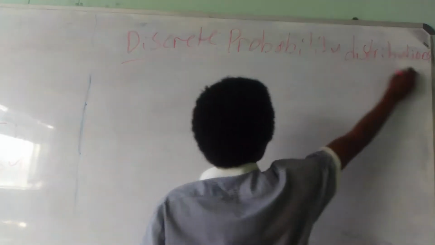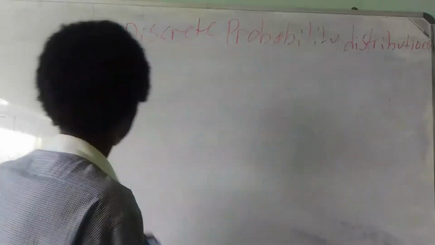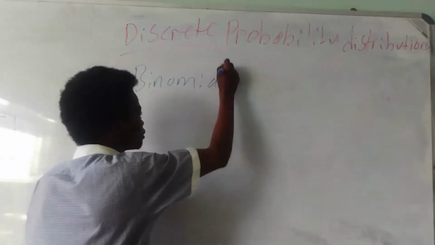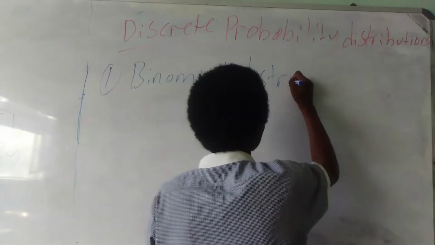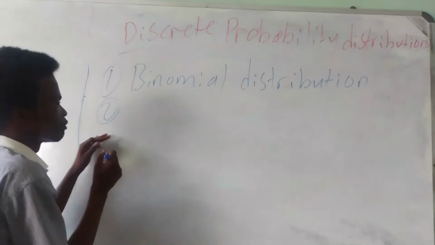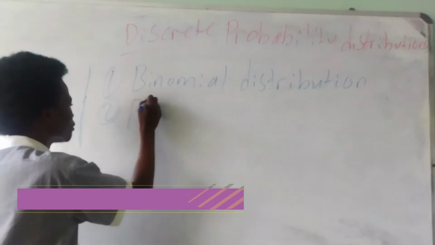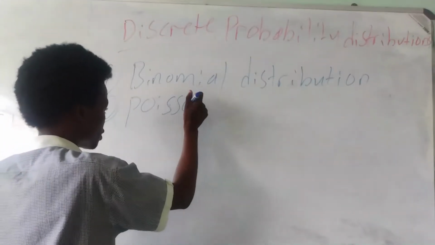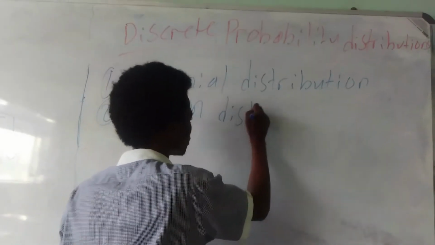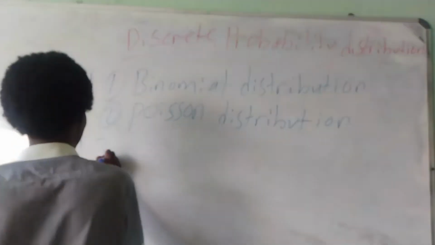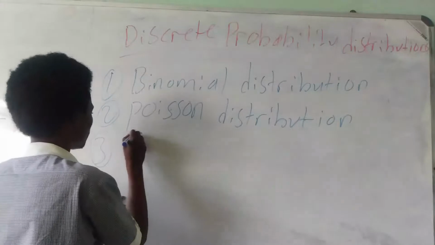So we're going to do one, the binomial distribution. Two, we have the Poisson distribution.